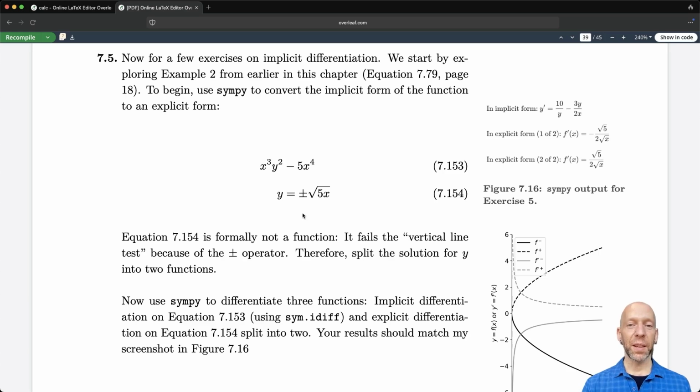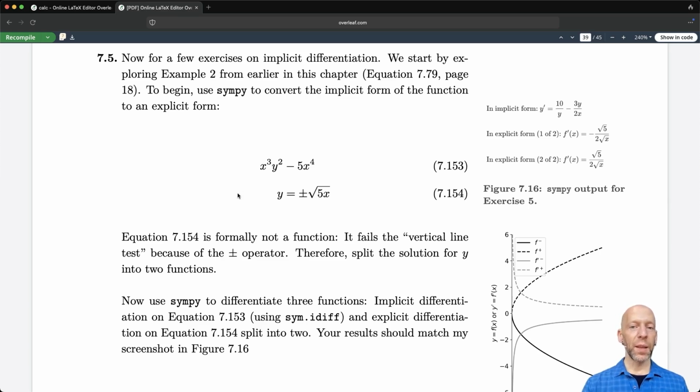Now, this right here is not a function formally, right? It's not formally considered a function because it fails the vertical line test, so there are multiple values of y for the same value of x. So what you need to do in SymPy is get two separate expressions that are both considered to be functions. That's the first part of this exercise, basically to implement this expression in SymPy and solve for y to get two answers that are valid functions in SymPy. Okay, so that's part 1.